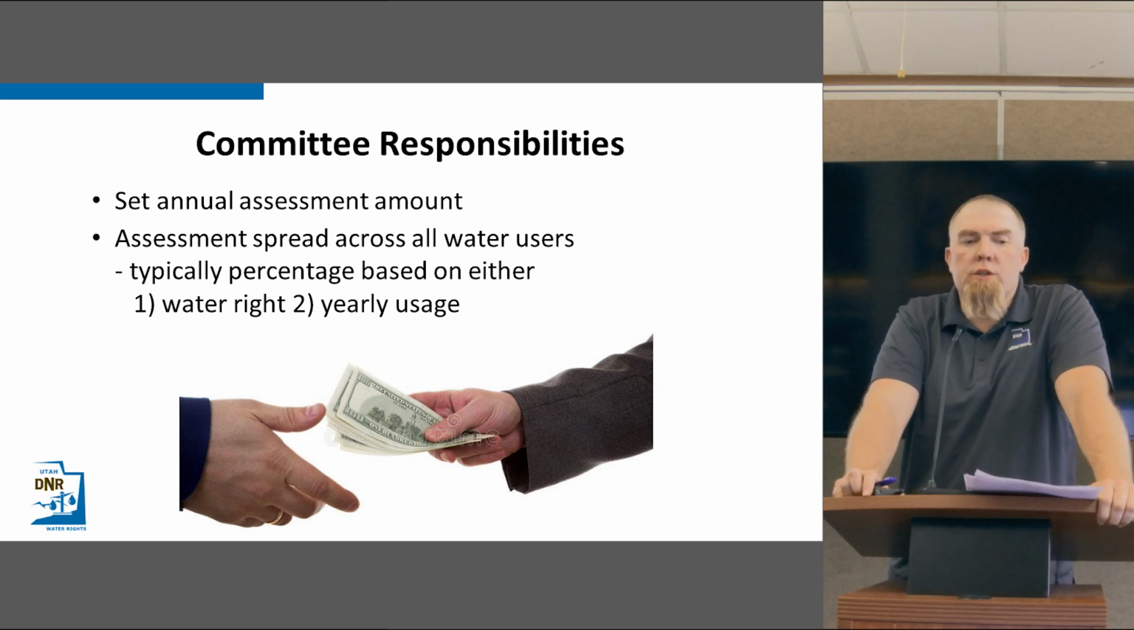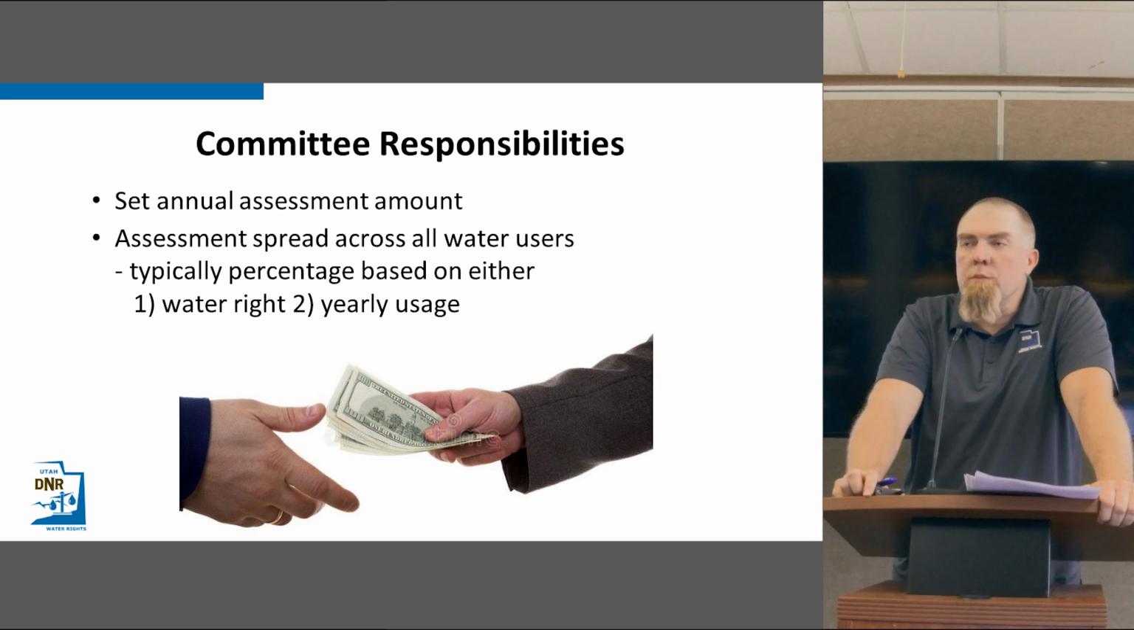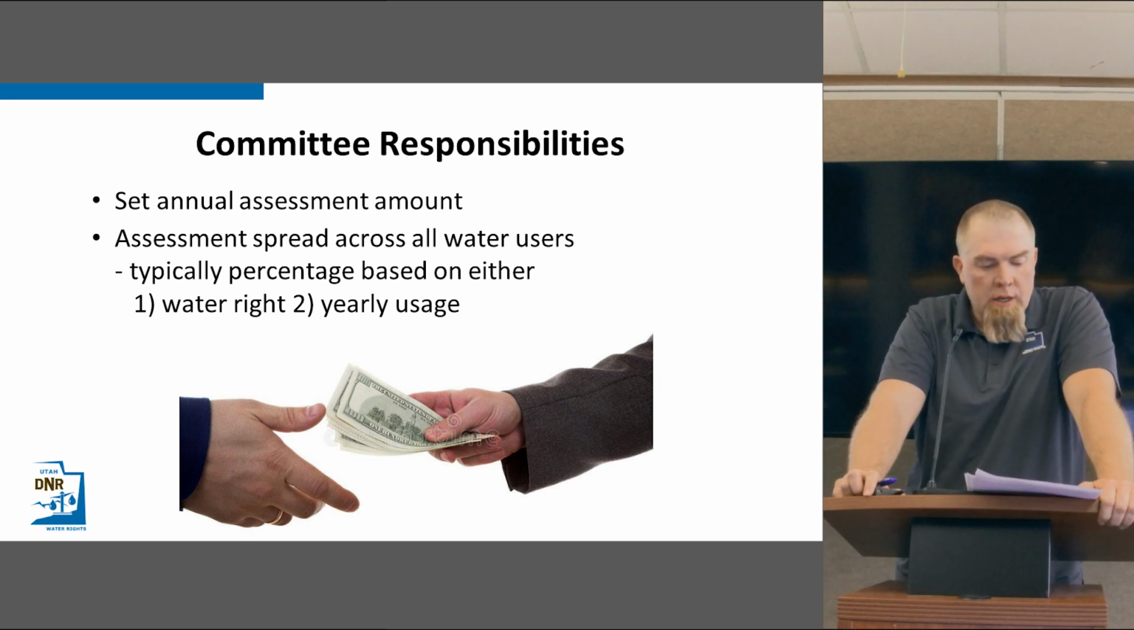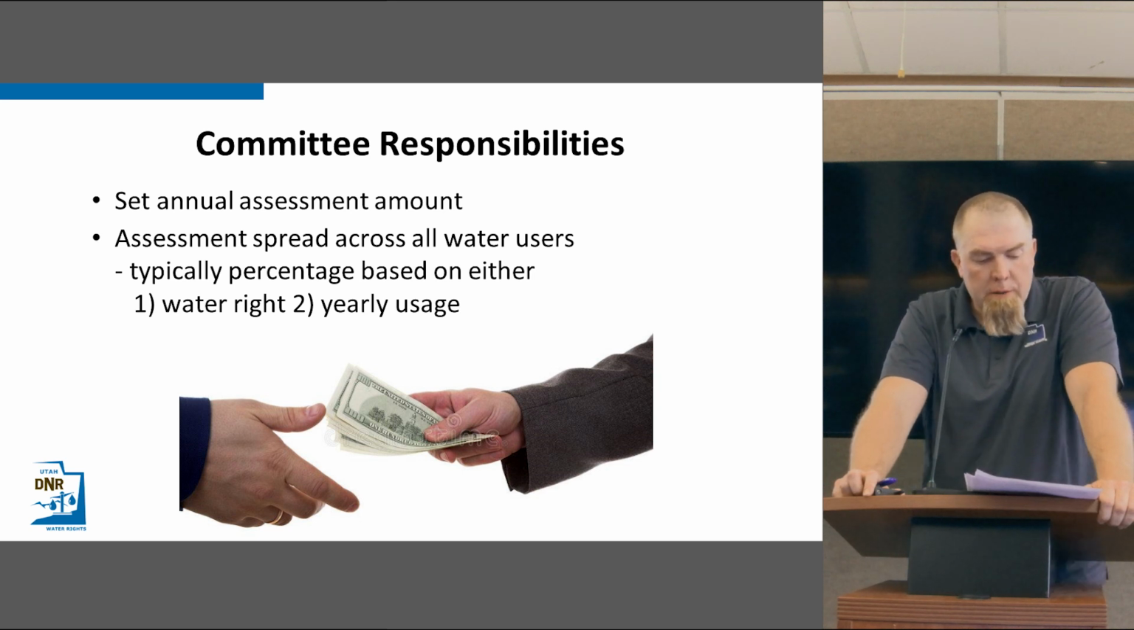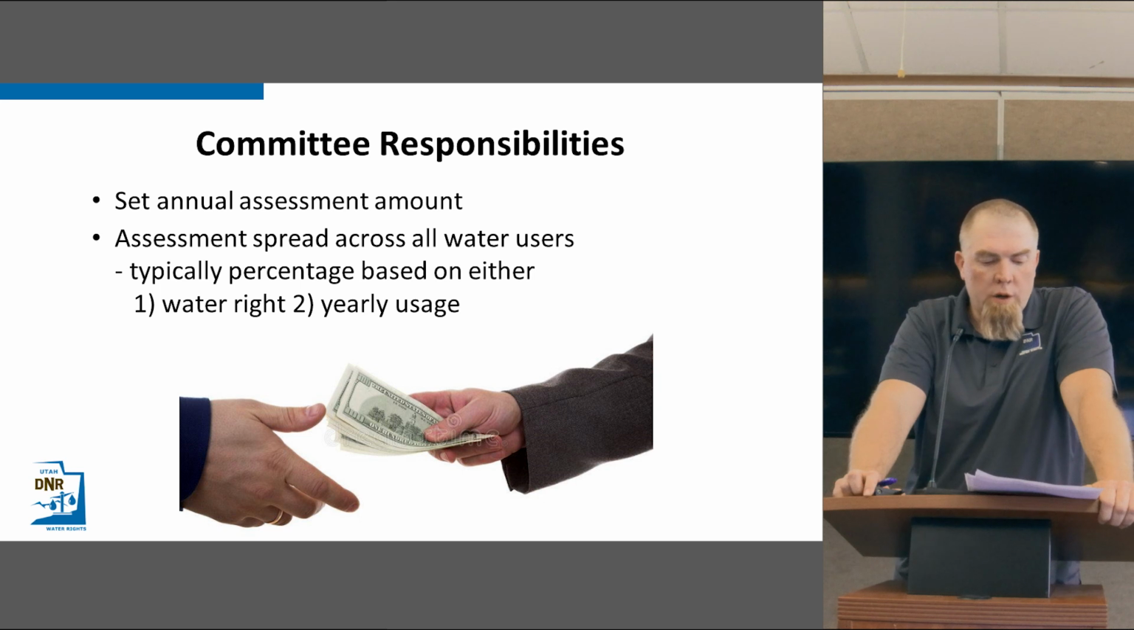So once the budgets are set, the committee's responsibilities are to set an annual assessment. This assessment is spread across all the water users. The assessments may be divided based off a water right. For example, there might be a water user in a system who holds 90% of the water rights that are distributed by the commissioner. As a result, that water user may pay 90% of the assessment or the bills that are accrued by that system.